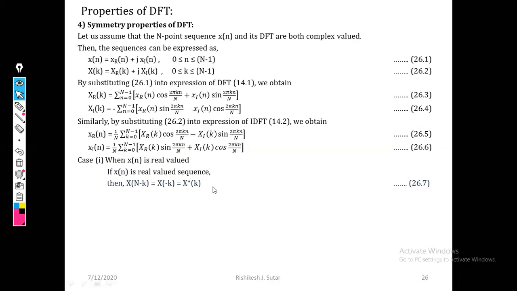Here also you have to consider the basic definition of DFT. What you can write is x of k is equal to the same expression, one more time: summation of x of n e raised to minus j 2 pi k n by capital N, n runs from 0 to n minus 1.